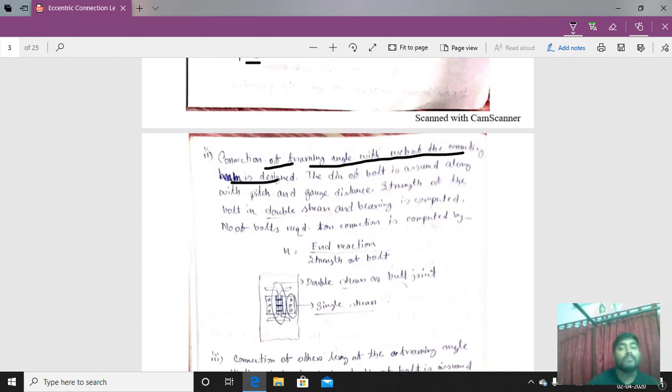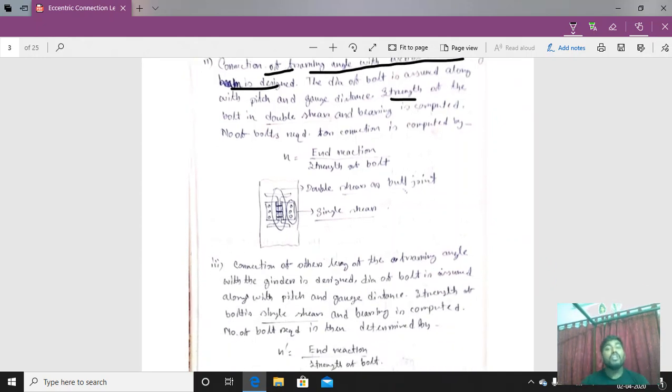Then the strength of the bolt is calculated. But here you know the strength of the bolt is calculated based on the strength of the bolt in shear and the strength of the bolt in bearing. Now as the strength of the bolt in shear, here it will be double shear. Why is it double shear? Because of this section.